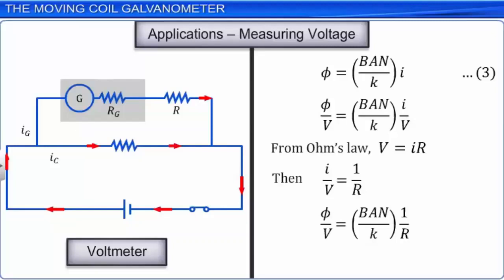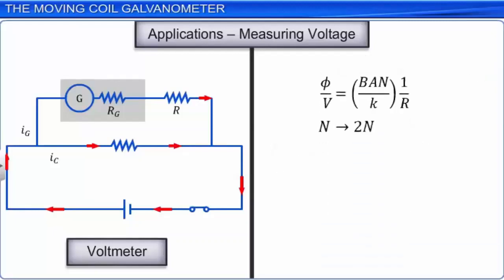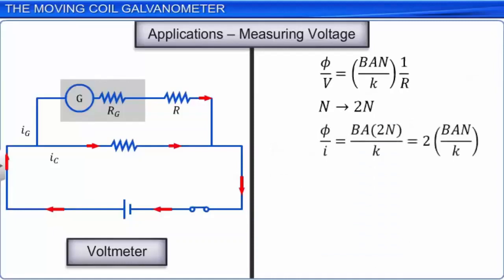Let us look at this in detail. Suppose the number of turns in the coil of a galvanometer is doubled, that is, N becomes 2N. By substituting 2N in place of N and on simplification, we get the new value of phi by I as 2 phi by I. That is, the current sensitivity is doubled.